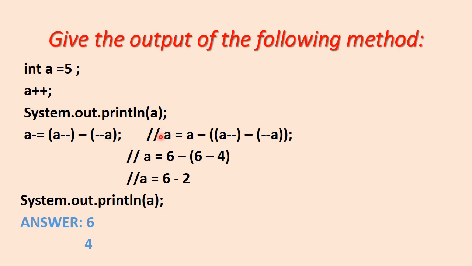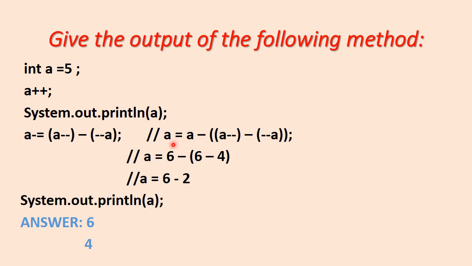So how can we solve? The solution I have written here in the form of a comment. First of all, about this shortcut assignment method. We can write here a minus equal to. How can we write? A equal to, and from the overall expression we can subtract it from a. From a we will subtract this overall expression.